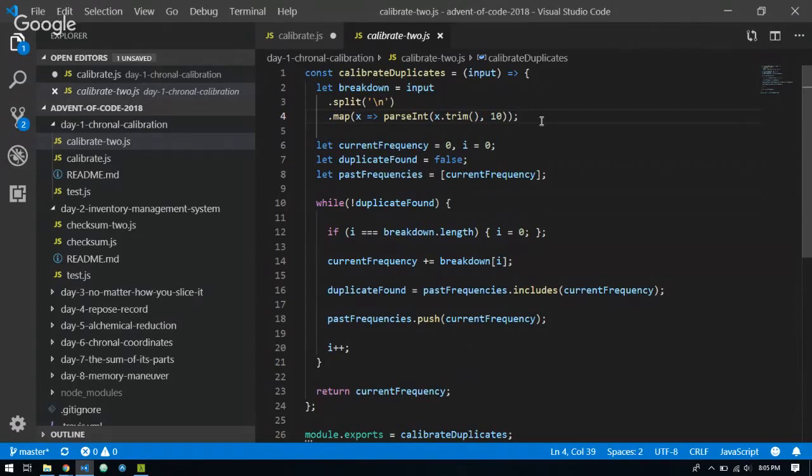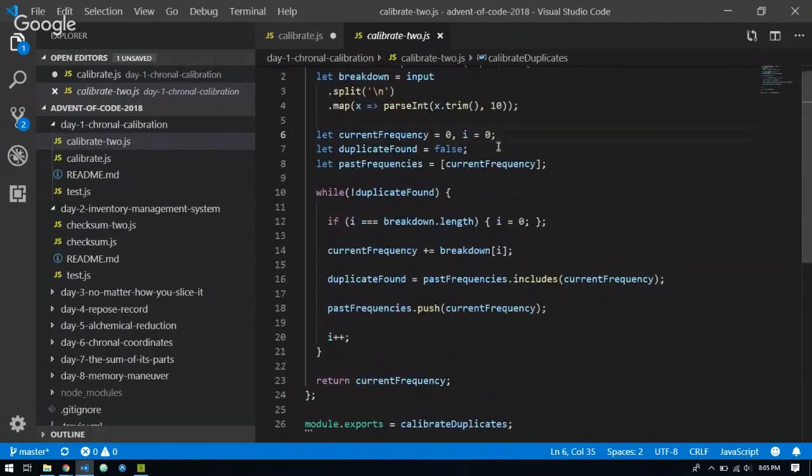Okay. So my second function, calibrate duplicates, is what I called it. So same thing right here, familiar from before. I broke it down. I split my input by new line. And for each item I got out of that new line, I am trying to parse it as an integer because I knew that there was some addition, some math we had to do onto it. So I want to make sure it's an integer and trimmed it just in case there are white spaces. Cool. So now we have some clean input data in our breakdown.